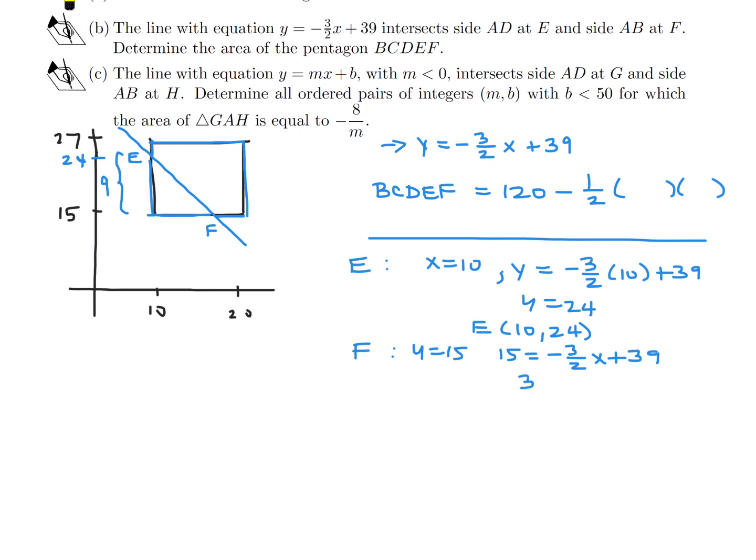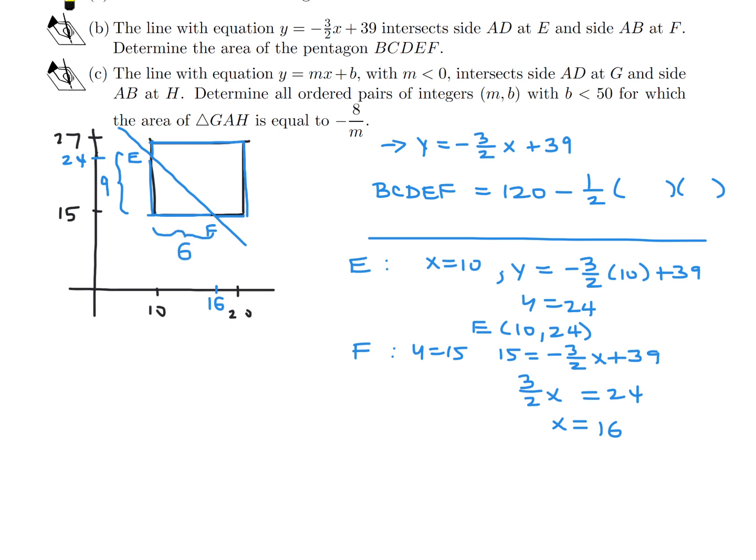So that'd be 3 over 2x is equal to 24. So therefore x is equal to 16, I believe. All right, so that's right here, 16. So that means this part of that triangle is 6.